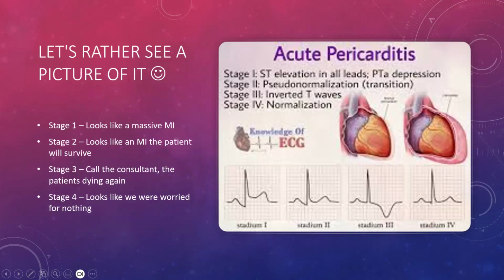And then when you look at stage 3, like I say, it looks terrible. It looks like you need to call the consultant because the patient is going to die because these T waves start to invert so dramatically. Okay, but your patient is not dying. Your patient is just recovering. And it's actually that epicardium that's recovering. So that epicardium, as it starts to recover, starts giving you these T-wave inversions. And then stage 4, like I say, it looks like we were worried for nothing because the patient is now in the recovery phase. Okay, so these are the 4 stages of pericarditis.